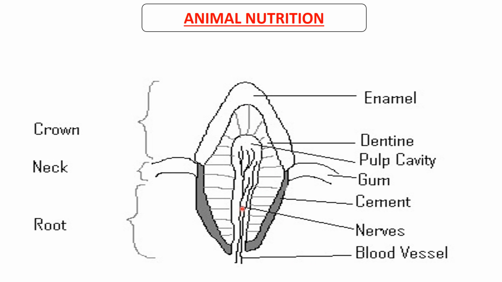So away from the pulp cavity, between the dentine and the gum, there's the cement. The cement does its job of cementing or holding the rest of the tooth to the gum. So these are the parts, the internal structure of a tooth.